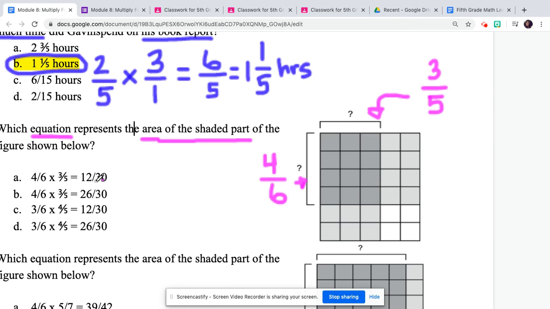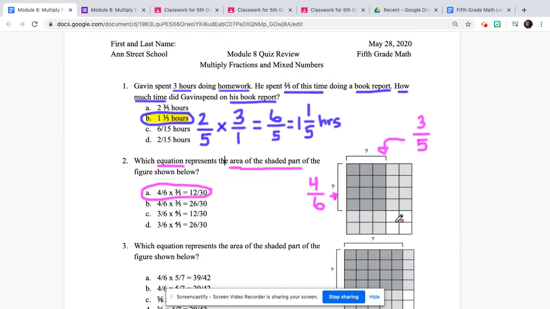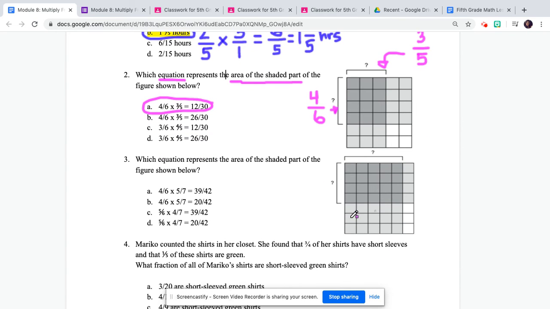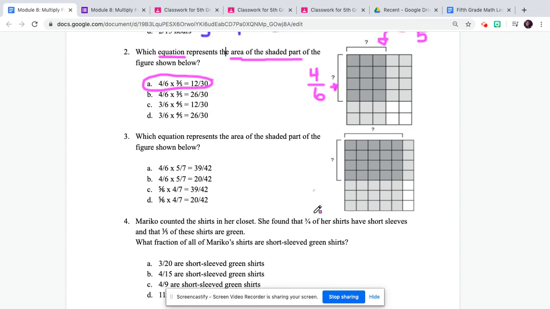So which of these gives you 12 out of 30? Right over here: 4/6 times 3/5 equals 12 out of 30. Be careful you didn't select 3/6 times 4/5, okay? You want to make sure that you are not switching up your numerators. The amount of shaded rows goes with the amount of total rows, and the amount of shaded columns goes with the amount of total columns. You would have to do the same thing to figure out number 3.